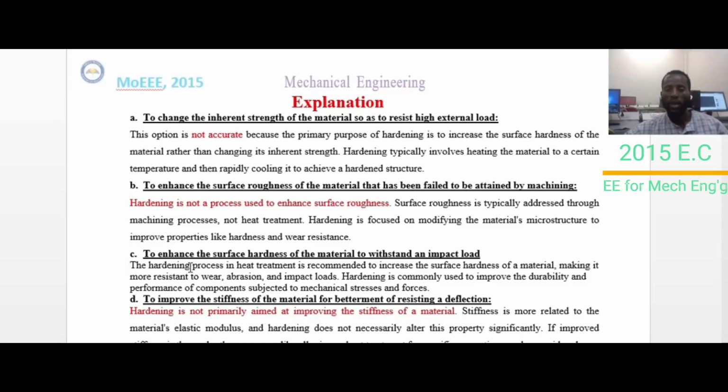C, to enhance the surface hardness of the material to withstand an impact load. The hardening process in heat treatment is recommended to increase the surface hardness of a material, making it more resistant to wear, abrasion, and impact loads. Hardening is commonly used to improve the durability and performance of components subject to mechanical stress and forces. So from this point of view, to enhance the surface hardness of the material to withstand an impact load is the right or correct answer, in which this hardening treatment is recommended.